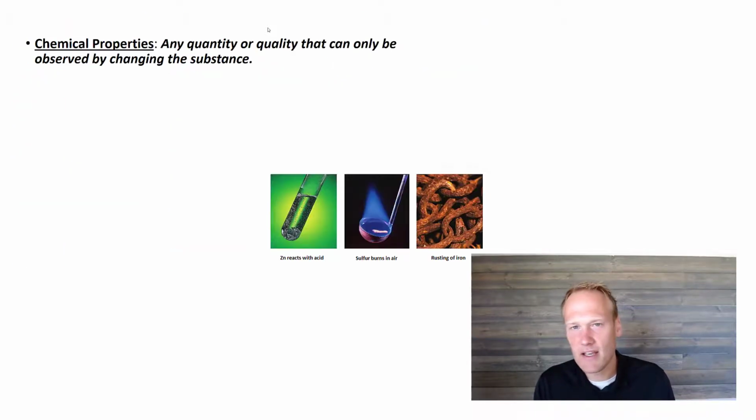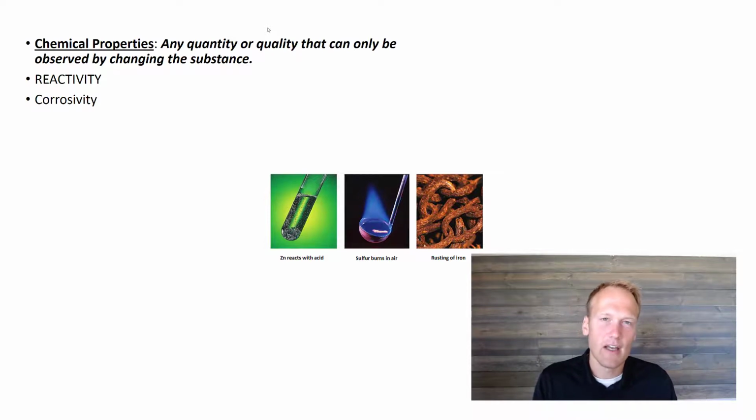These are properties that you can observe, but you have to go through the changing of the substance. There has to be some kind of chemical reaction taking place. So there's not quite as many here. Reactivity would just be how reactive it is, what it will react with in its environment. Corrosivity. Is it corrosive? Will it eat away and decay?